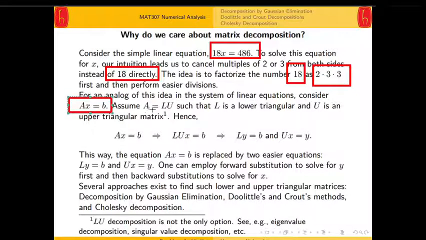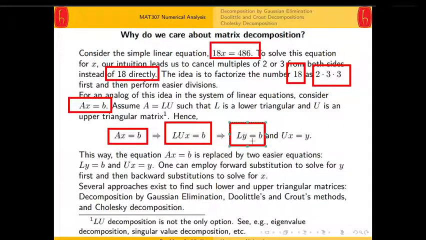and we assume A is equal to LU, such that L is a lower triangular and U is an upper triangular matrix. Then if we have this A is equal to LU, then we say Ax = b is equal to LUx = b. And then we can rewrite this equation as Ly = b for y, which is also equal to Ux. Okay, and then we solve this part first.